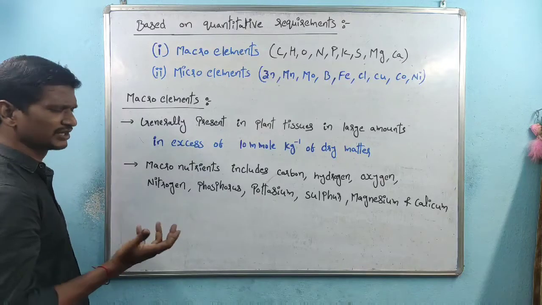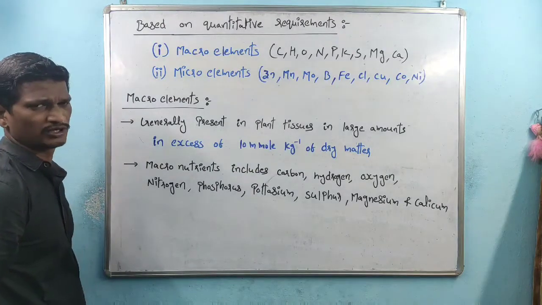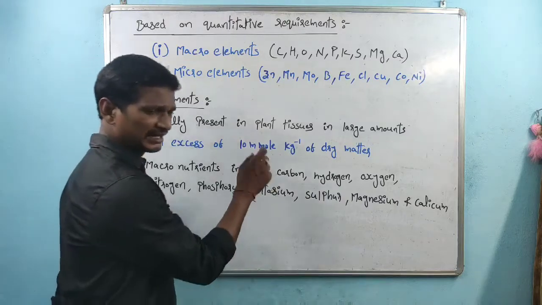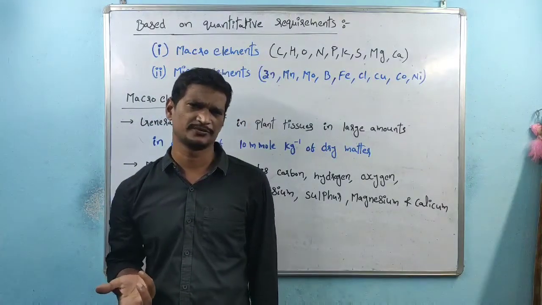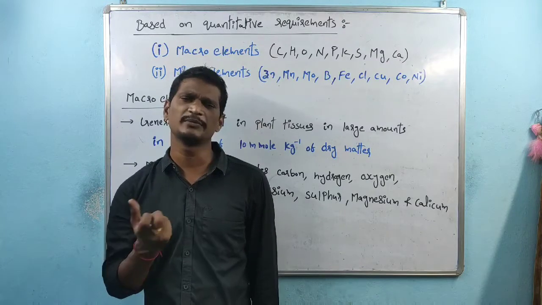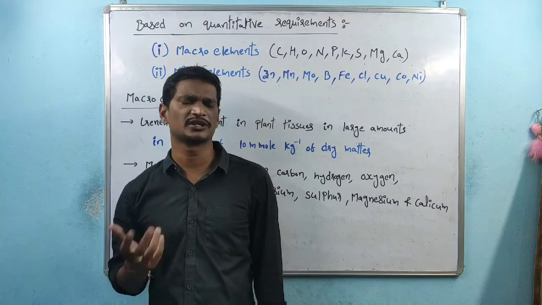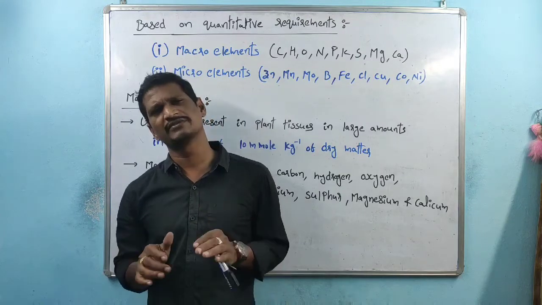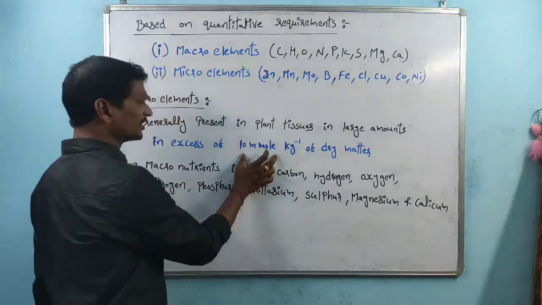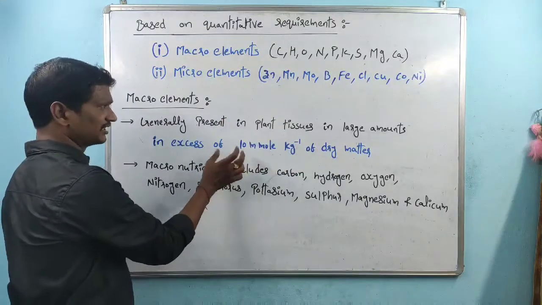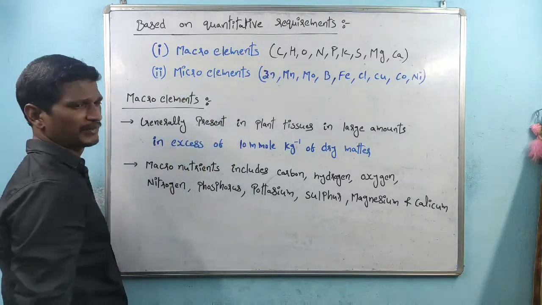the dry matter in excess, meaning more than 10 millimole per kg concentration within the dry matter. These are called macro elements. Less than 10 millimole per kg of dry matter is called micro elements. The concept is very simple: the specific value is 10 millimole per kg.